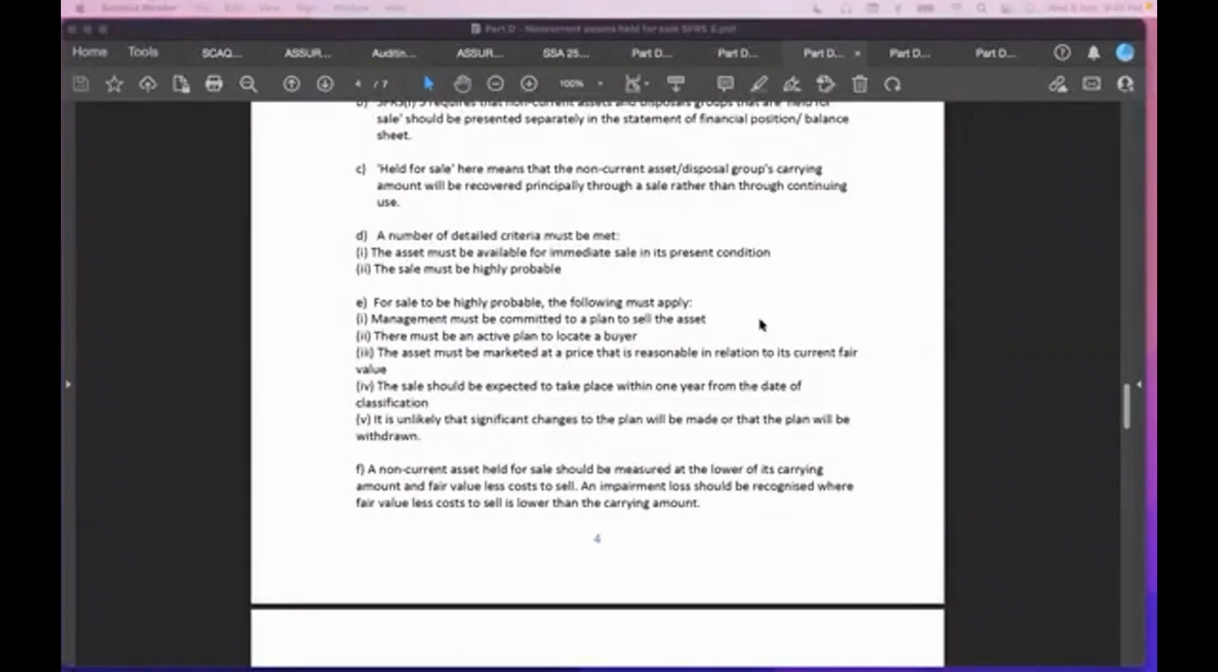Okay. So once you reclassify, we actually expect this asset or group of assets to be measured at the lower of carrying amount and fair value less cost to sell. So in other words, if the fair value is lower than the carrying amount, you are expected to take an impairment loss and adjust it to fair value less cost to sell.